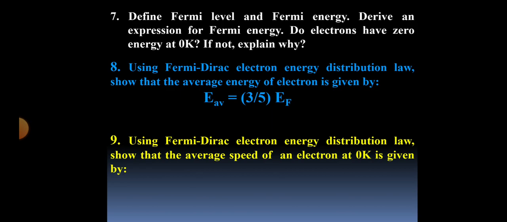Again, using the Fermi-Dirac energy distribution law, show that the average speed of an electron at 0 Kelvin is given by v equal to 3/4 of the Fermi velocity. So we have to derive expressions for average energy and average velocity, and have to remember these for solving numericals also. Then unit number 3, which is constituted of chapter number 5, entitled Entropy and Laws of Thermodynamics.